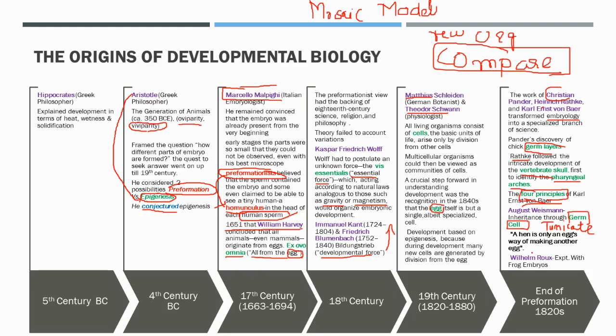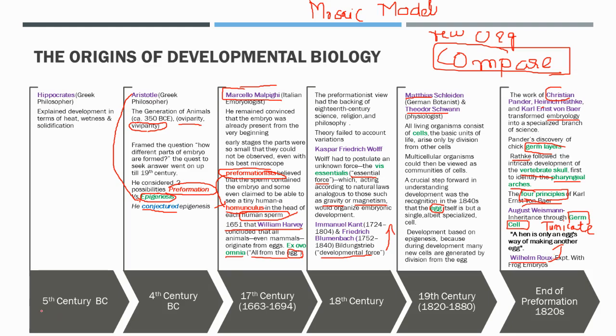Later on, experiments were done. Wilhelm Roux's experiment was there on frog embryos. So his work also contributed to the mosaic model. Whatever August Weismann did in 1888, that work was supported by Wilhelm's work. So we'll be looking at August Weismann's work a little bit, what Wilhelm Roux did, and later on, Hans Driesch, what work he has done and what model he has introduced. So that part we'll look at.